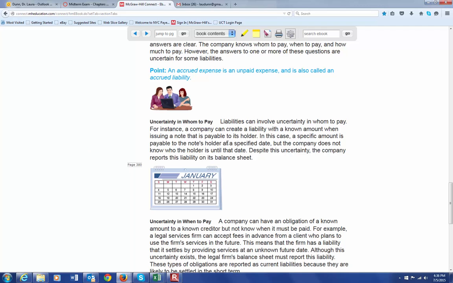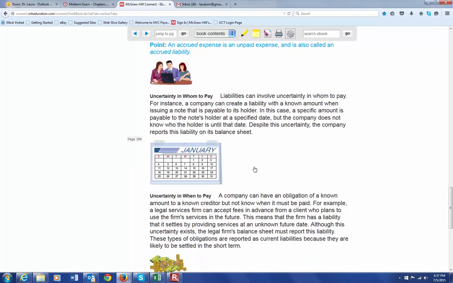A company can create a liability with a known amount when it's issuing a note that is payable to its holder. So if you have a note payable, it's possible that the note could be transferred or sold to another person. So even though you issue it to one company, it may end up in the hands of another company by the time it comes due. And so in this case, you wouldn't necessarily know who you're going to write the check to when the time comes. But even so, you know it's a liability that you must pay, and so it is going to be recorded on your balance sheet.